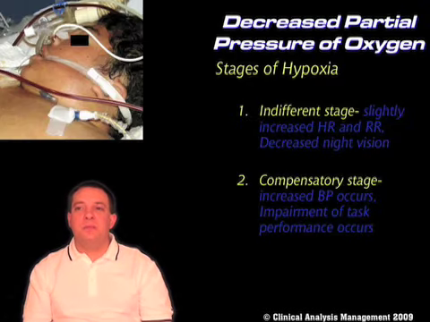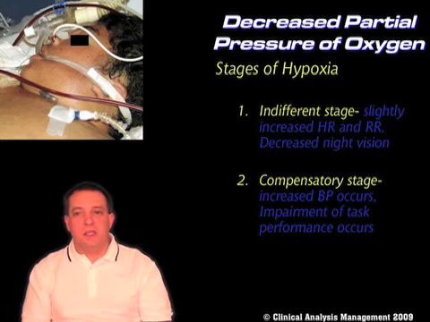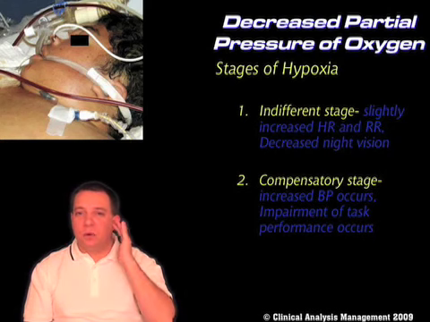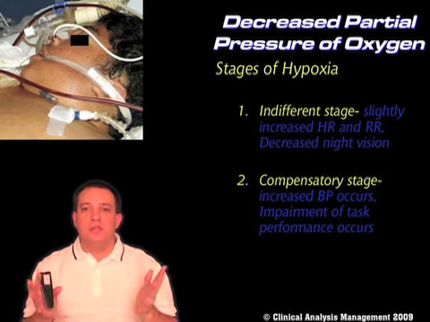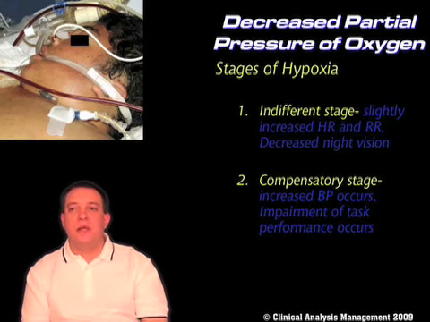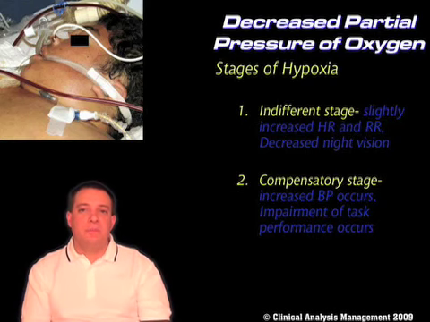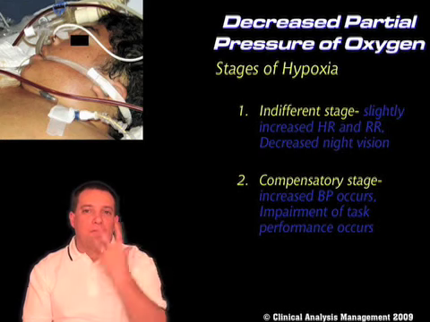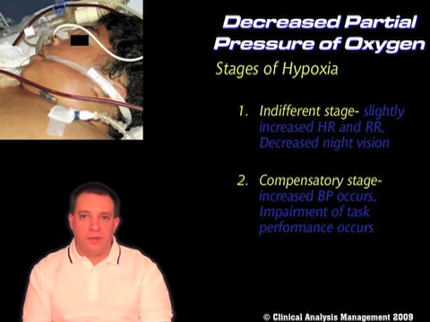Okay, now when we talk about decreased partial pressure of oxygen, remember that there's 4 stages to hypoxia. The first stage is what's called the indifferent stage. In the indifferent stage, the person who's hypoxic has a complete and total ability to compensate for their hypoxia. We see that the heart rate increases, the respiratory rate increases, and the only real deficit we see, if you will, is we may see a slight decrease in our night vision. The indifferent stage of hypoxia is the most important stage of hypoxia because it is the only stage where you will still have a normal level of consciousness, still have all your faculties about you, and still have all your critical thinking skills.